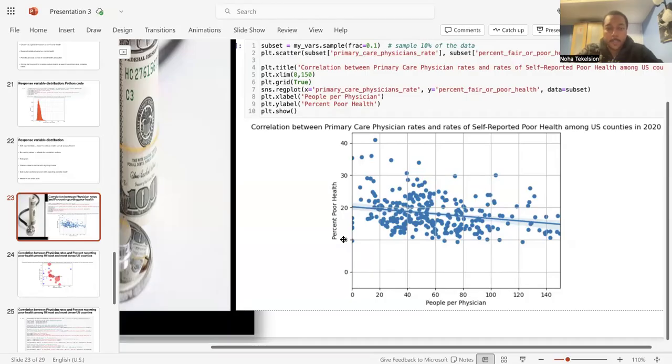Let's talk about, well, I've spoken about what's going on with the scatter plot. Bit of a negative trend, downward sloping. So we're kind of being told that when you have more people per physician, the percentage of people reporting poor or fair health falls. So actually, when there's less people per physician, we're being told that people have more access to physicians. More access to physicians is correlating to more people saying they have poor health.